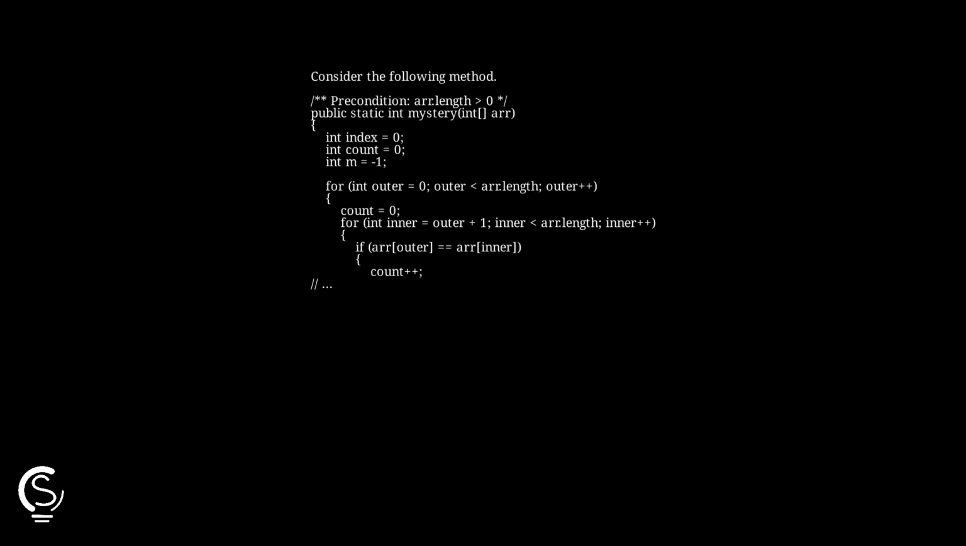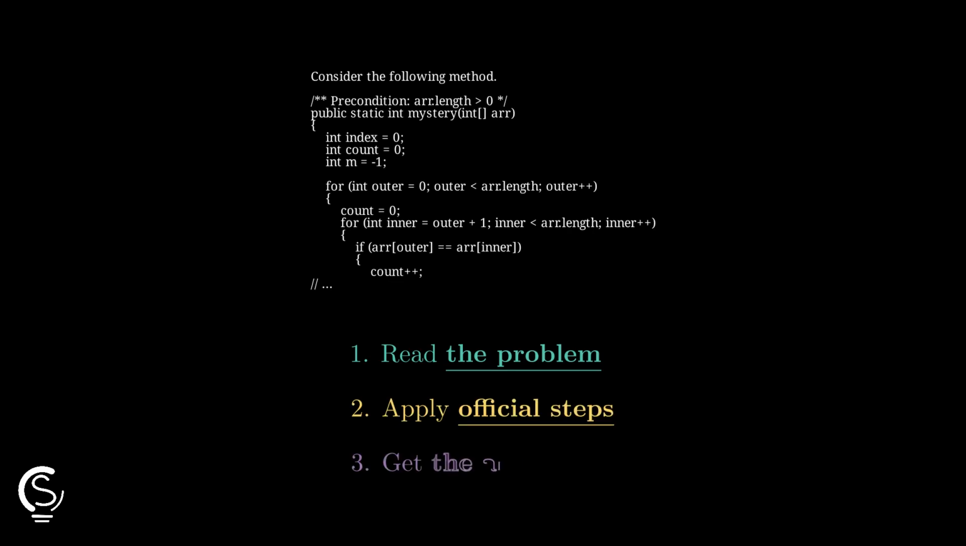I got your back. Finding the return value of this mystery method is simple if you track variables correctly. Let's break down this array logic now.